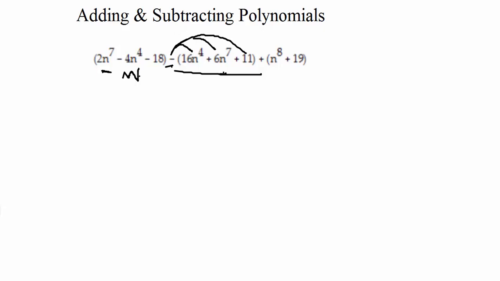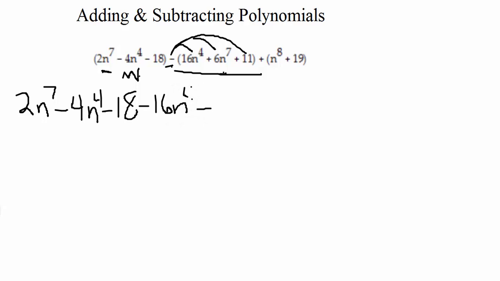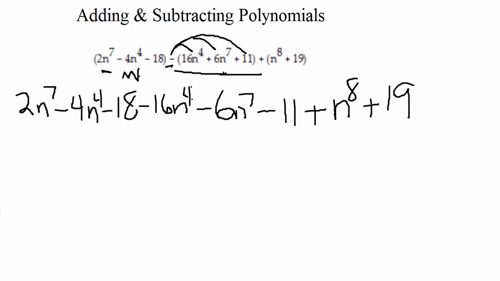So we're going to distribute that minus sign. First off, I'm going to rewrite the first polynomial, 2n to the 7th minus 4n to the 4th minus 18. And distributing the negative, the negative is going to go to the 16n to the 4th. The negative will go to 6n to the 7th, and the negative will go to the 11. And then we're going to be adding n to the 8th plus 19.